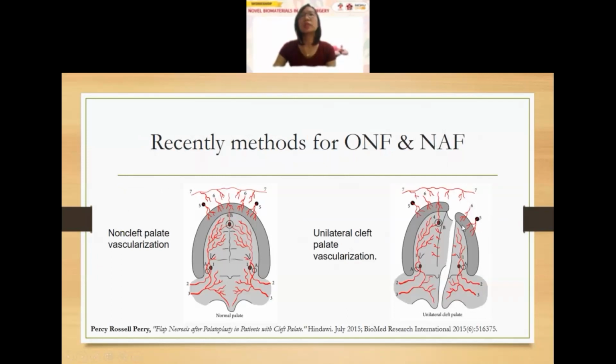When we choose the flap, the surgeon designs the flap based on the palate vascularization. We can place the incision accordingly. You can see the blood supply of non-cleft palate vascularization, and in the unilateral cleft palate vascularization.